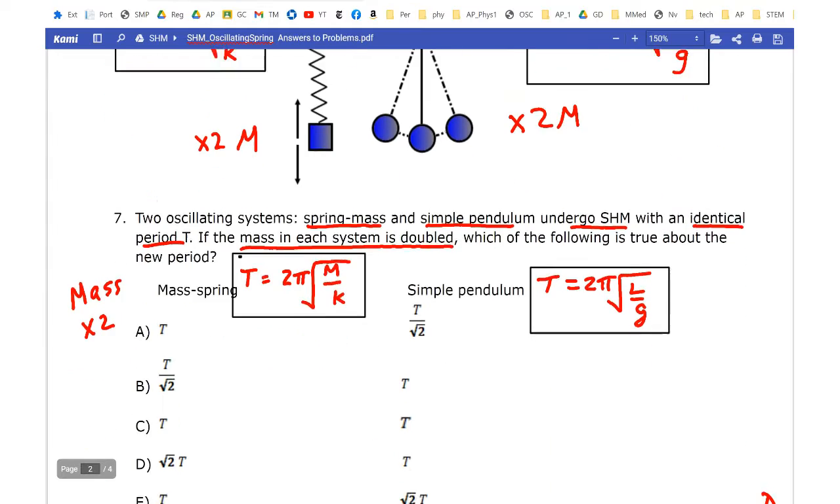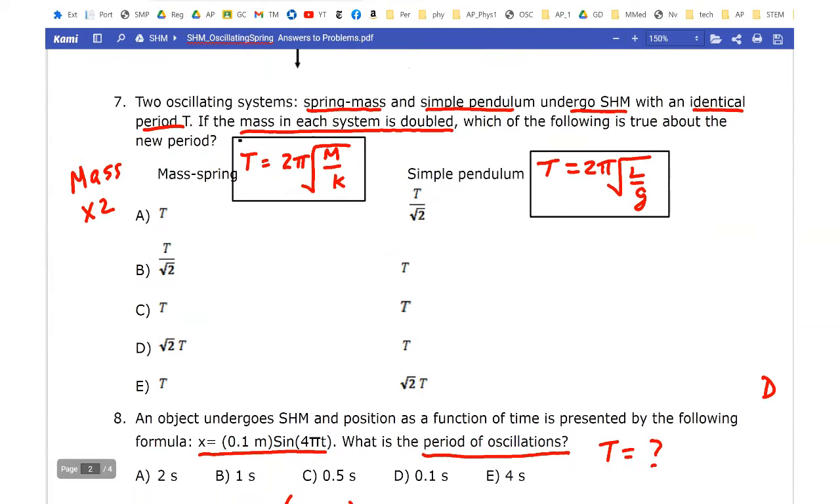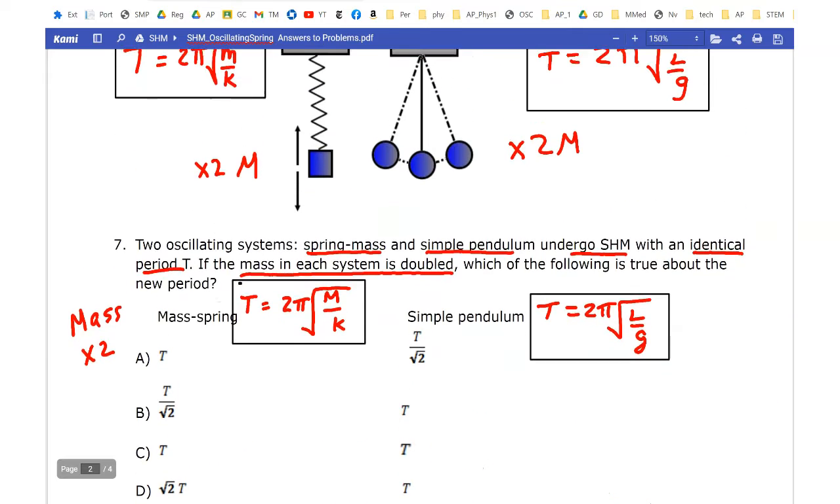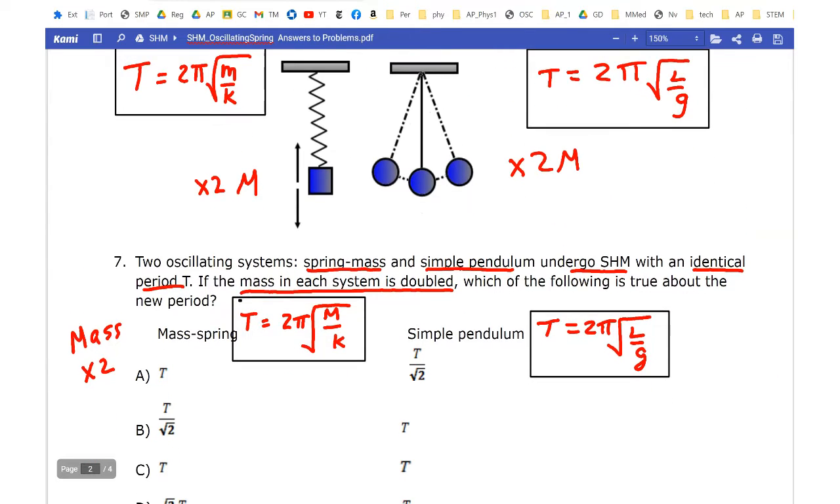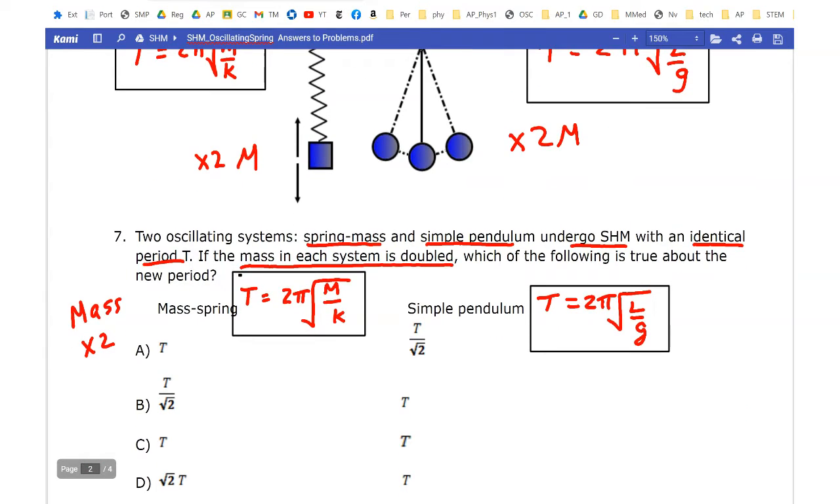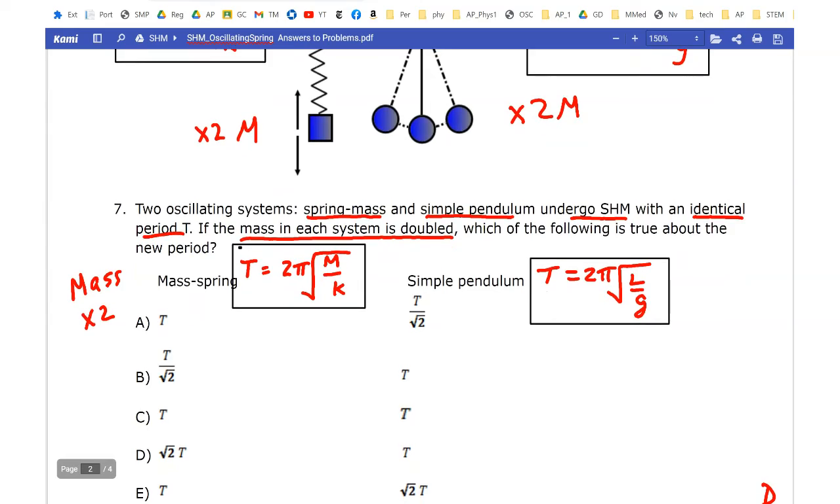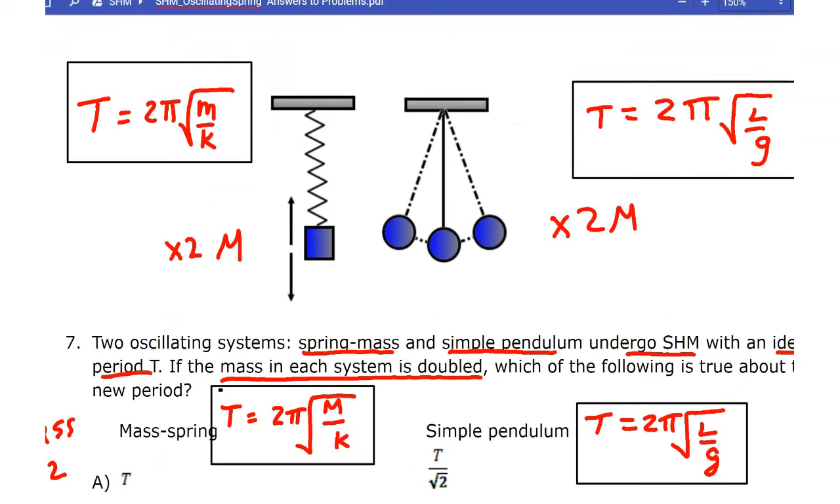Alright, let's do some practice problems on simple harmonic motion. Number 7. You've got two oscillating systems, a weight on a spring and a pendulum, and they ask what would happen if you double the mass of the pendulum and double the mass on the spring. Well, let's take a look at the equations.